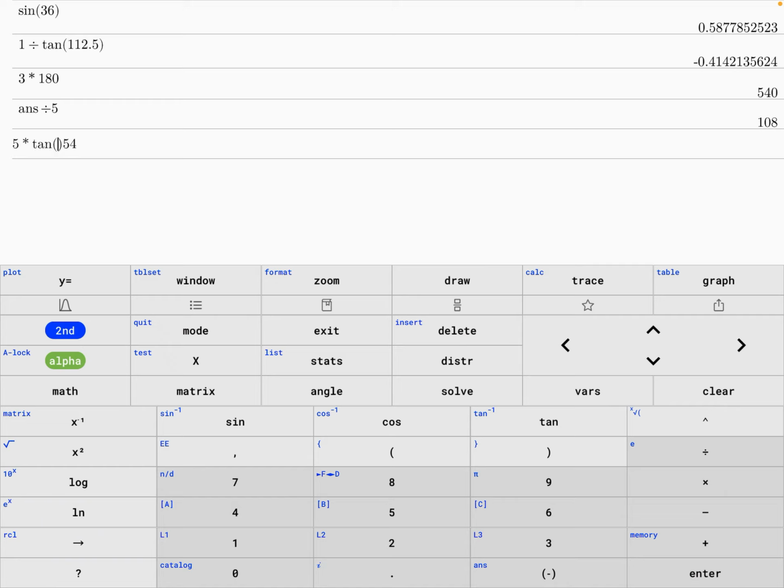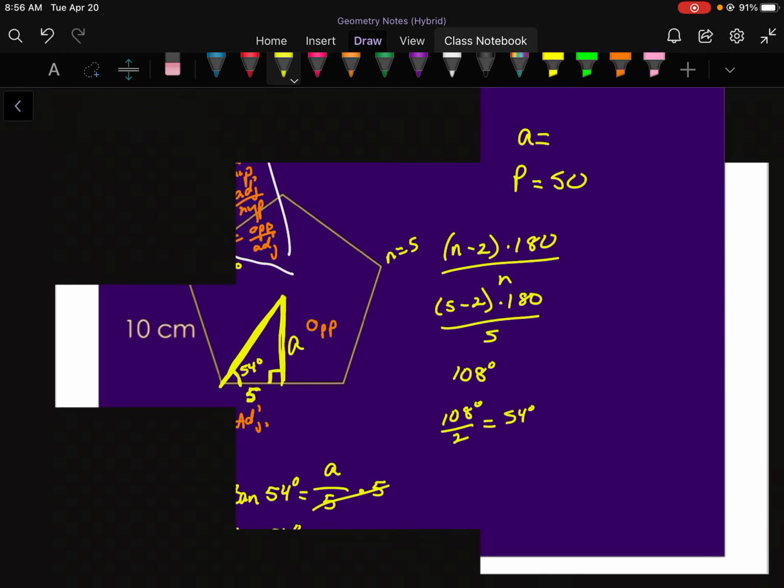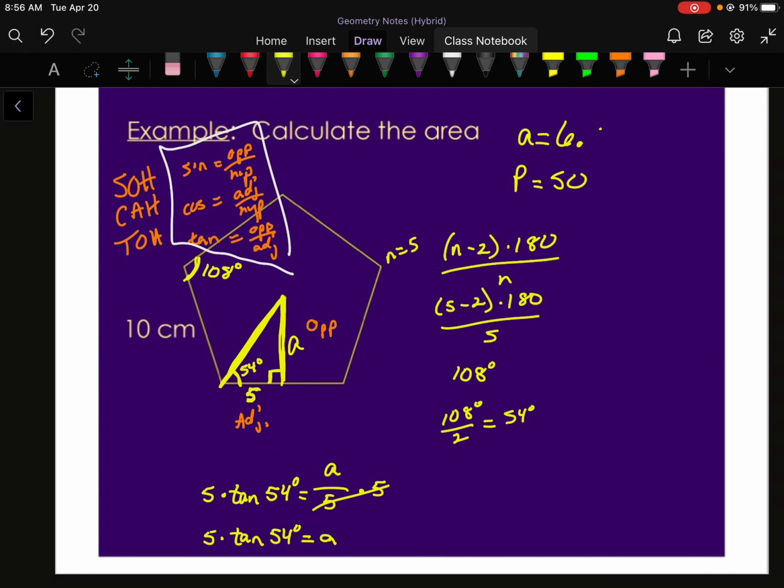It helps if you have the trig function in there. Okay, you hit enter, you get some gross decimal, we'll round to the nearest hundredth, so 2 decimal places, so 6.88. So A equals 6.88. So now all of that work just to find the area. So we take 1/2 times 6.88 times our perimeter 50.